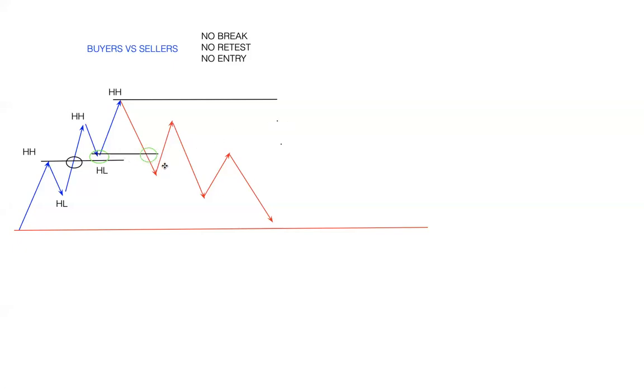Now that we broke support, we're looking for a retest. We're looking for this area to be tested. This is a perfect example of how sometimes the market just wants to totally screw with you. Certain people would be thinking, okay, it broke here, it came down, I might place a sell limit here.